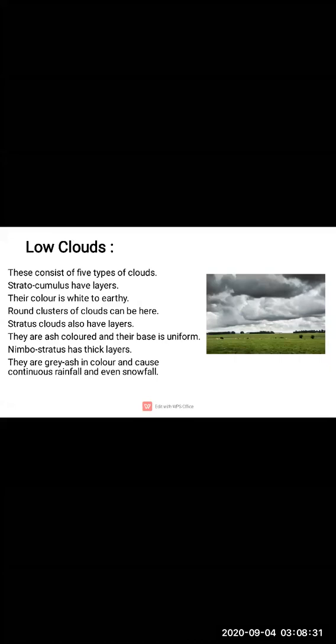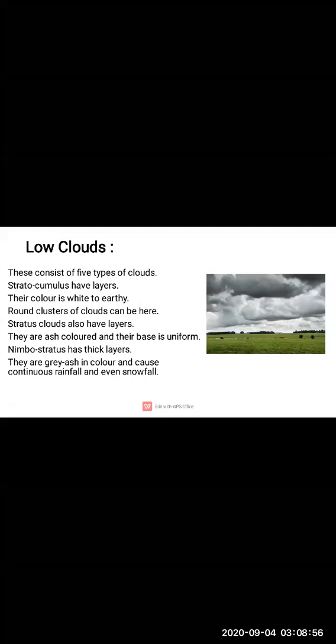Stratocumulus clouds have layers in them. Their color is white to earthy. Now, round clusters. Clusters means a group. So round clusters of clouds can be seen here.